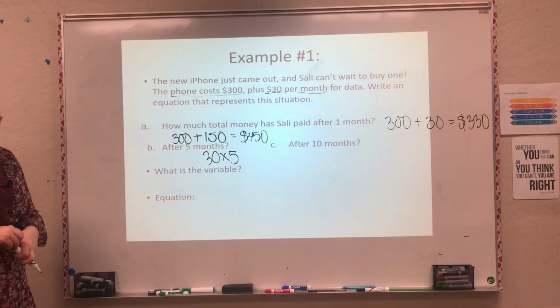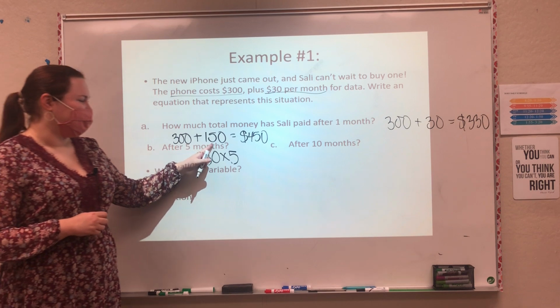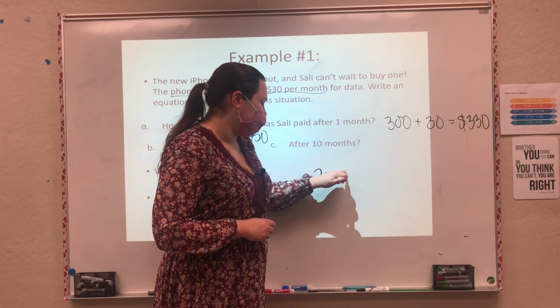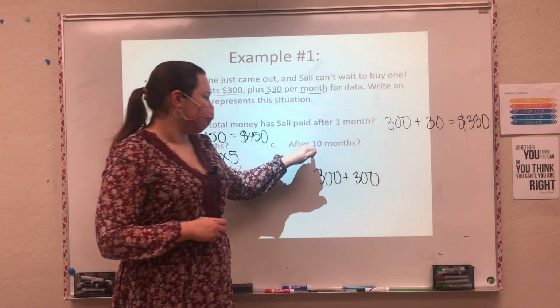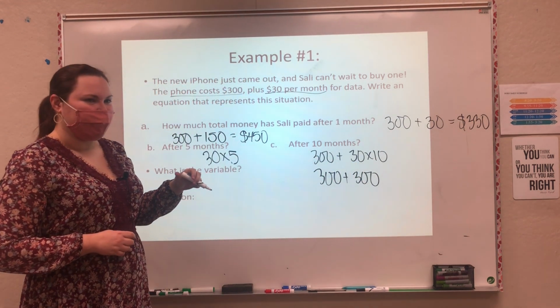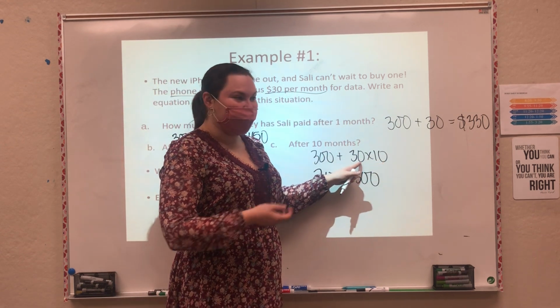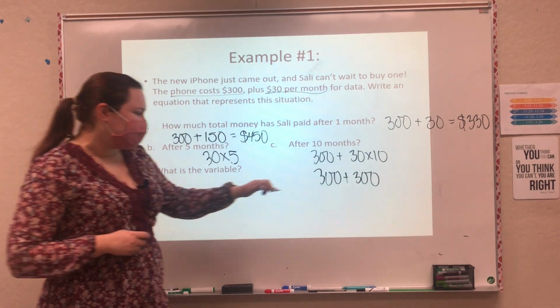What about 10 months? 300 plus 300. How are you getting 300 plus 300? You should get 150 in 5 months, times 2. Oh, yeah. So we could do 300 plus 300. Is there another way I could show that? 300 plus 30 times 10. Where's the 30 times 10 coming from? $30 times 10 months. Yep, the $30 per month times the 10 months. And then 30 times 10 is 300. So the total amount of money is 600.